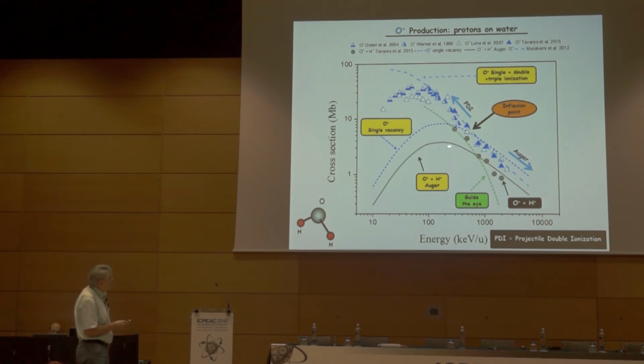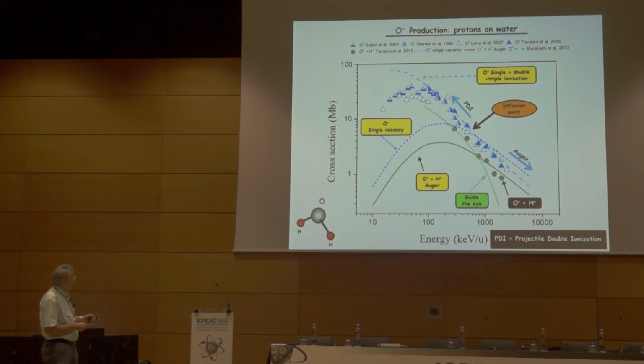This line is the Auger O plus by H plus. This is O plus single vacancy calculated with the single vacancy model. And these are the experimental data, which do not agree. And that's the point: they do not agree, because here you have the inflection point, and here you have the increase of the cross-section with respect to the single vacancy one because of the projectile double ionization.